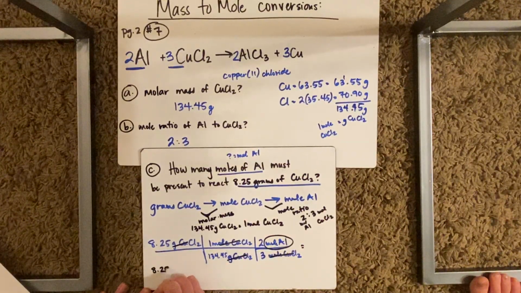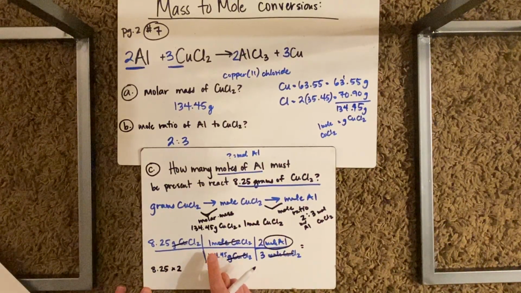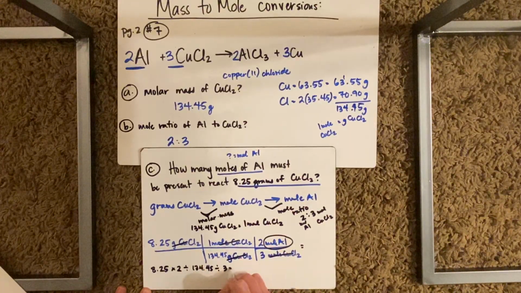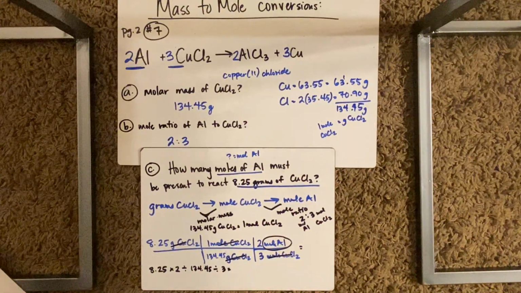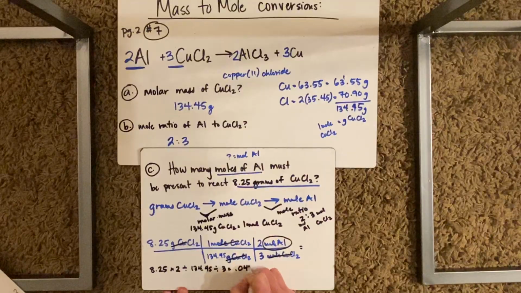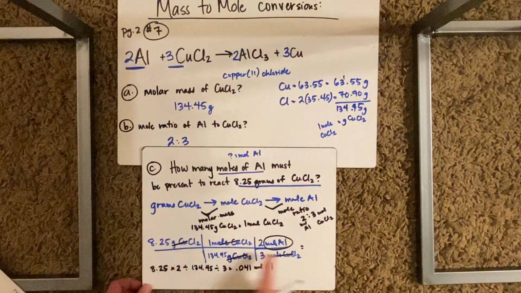So I would put in my calculator 8.25 times 2, because there's no reason why we need to multiply by 1. It means the same thing. Then I divide by 134.45, and then I would divide again by 3. And I would put that in my calculator. When I do that, I get 0.041 moles of aluminum.